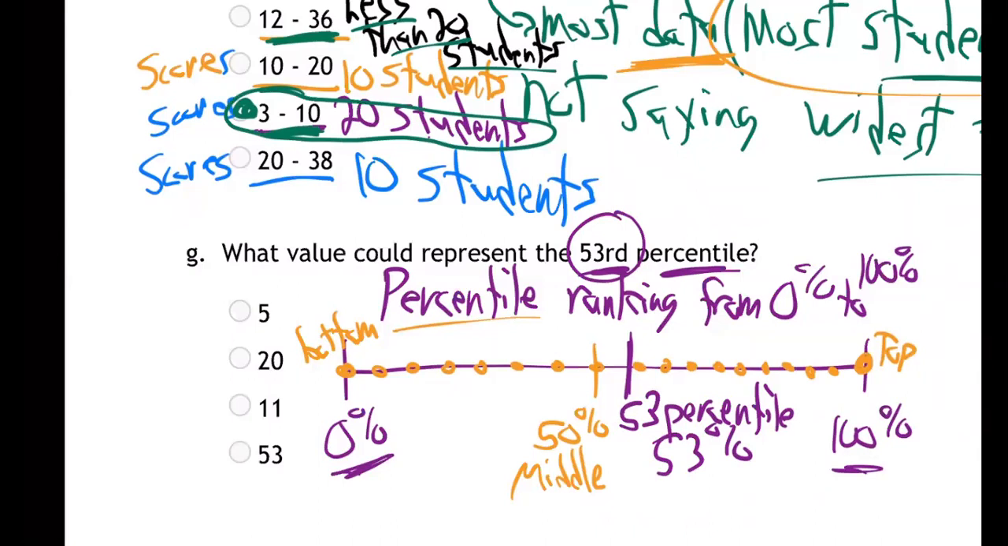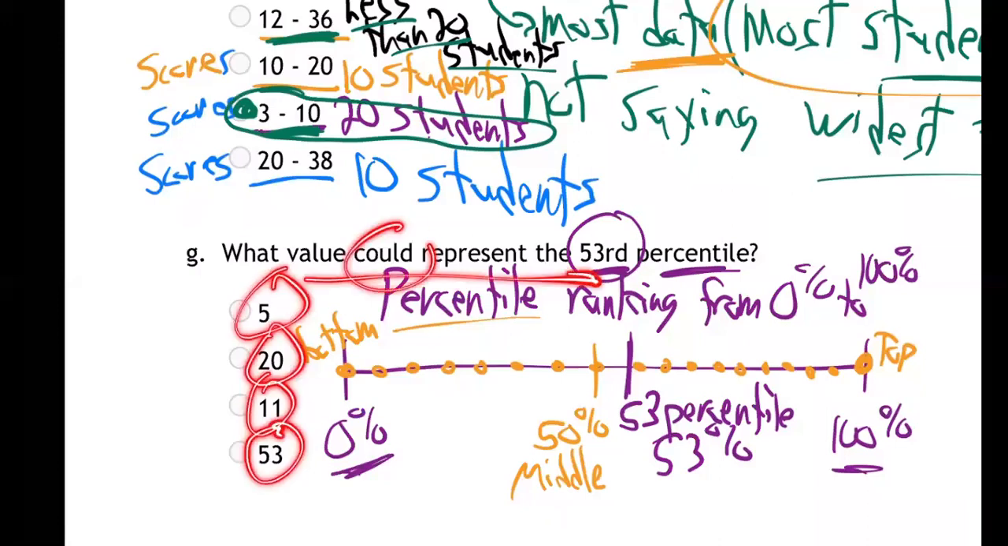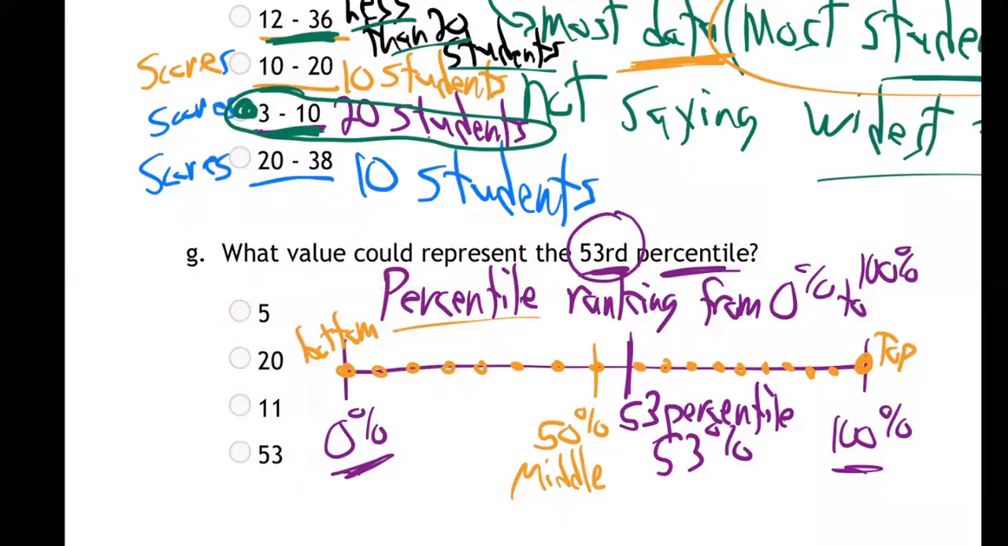So they're asking me which of these values could represent the 53rd percentile. In other words, which of these scores, these are quiz scores, could be just past halfway? Because 53rd percentile is just a little bit past half. So could a 5, if you got a 5 on the quiz, does that mean you did just a little bit better than average? A little bit past half?